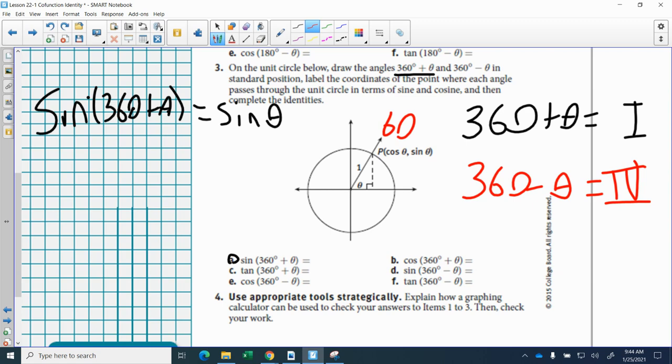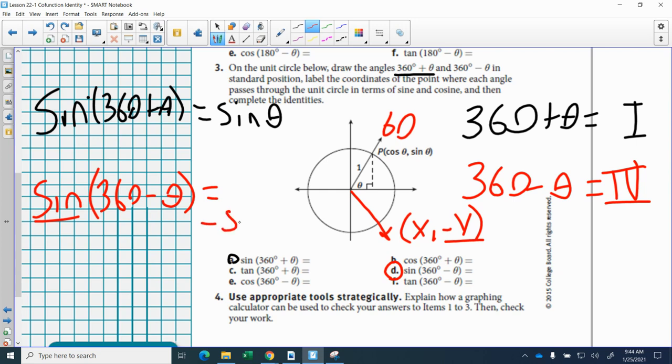From there, I can really build off of that. For example, if I look at letter D, now if I look at sine of 360 minus theta, now I'm no longer in the first quadrant. I'm down here, which is a positive x, negative y. And then we just look at what it relates to. Sine relates to the negative y value. So sine of 360 minus theta has to be the same as negative sine of theta.